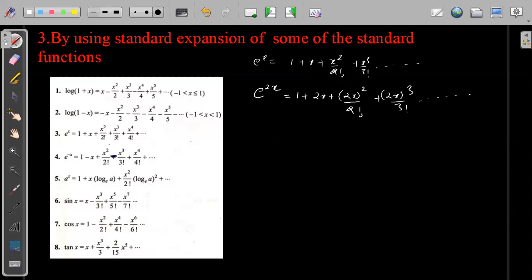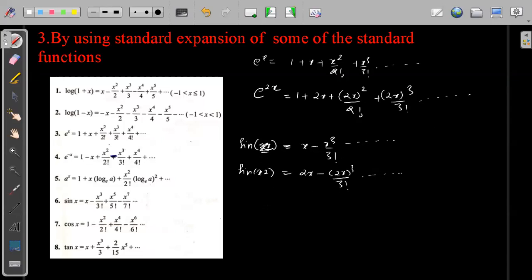Suppose you have sine of 2x or sine of 3x or sine of x square. Wherever you have x, instead of x you simply substitute whatever is given. Suppose sine x is x minus x cube by 3 factorial, and so on. So sine of 2x is equal to 2x minus 2x whole cube by 3 factorial, and so on.